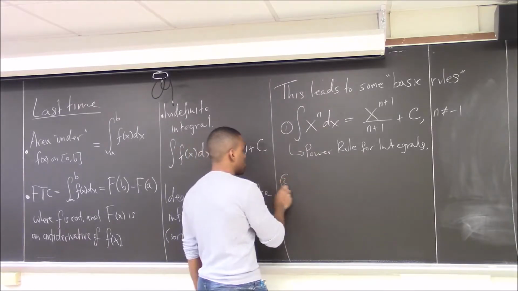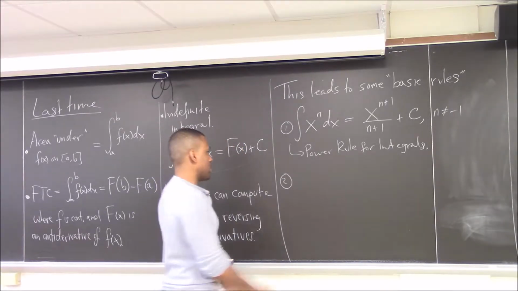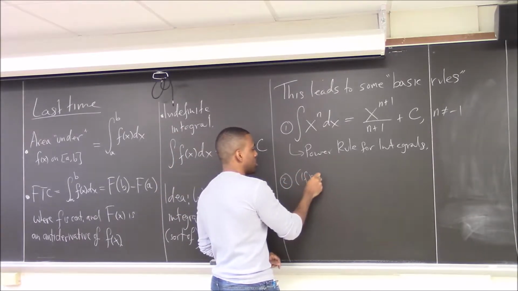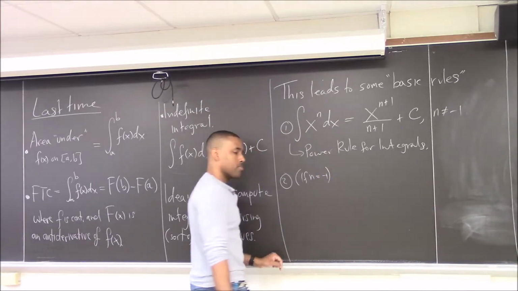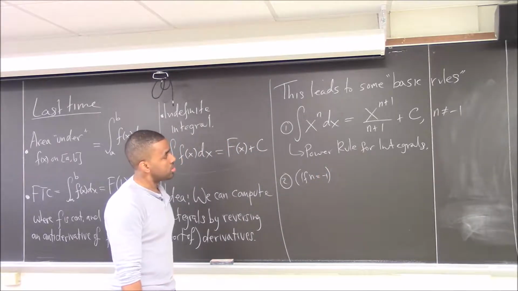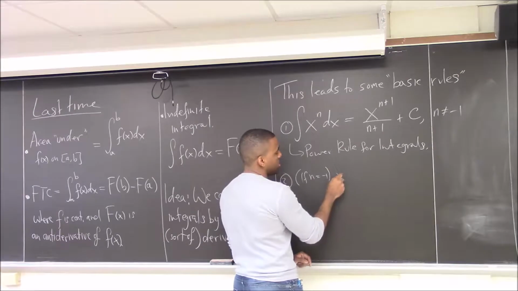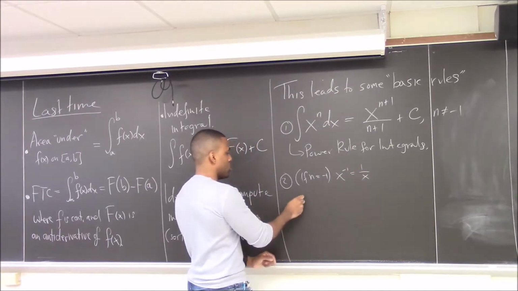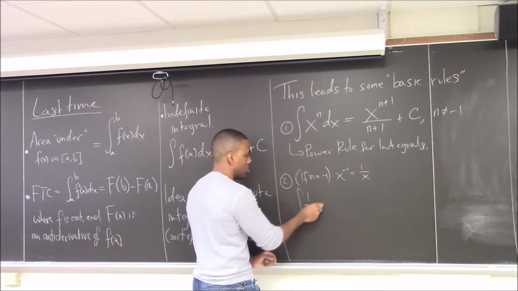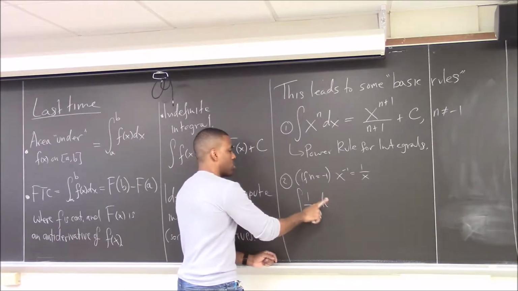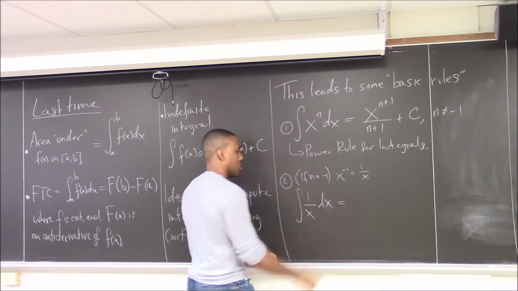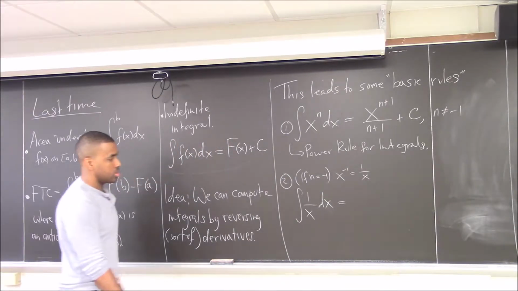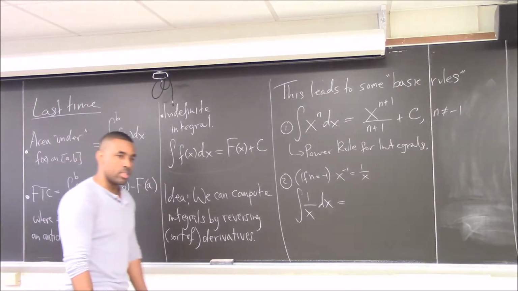There are other rules. For example, if your n equals -1, we'll have to deal with that separately. Notice that if I'm considering x to the -1, that's just the same as 1 over x. So this rule takes this form: the integral of 1 over x dx. What do you think that is?